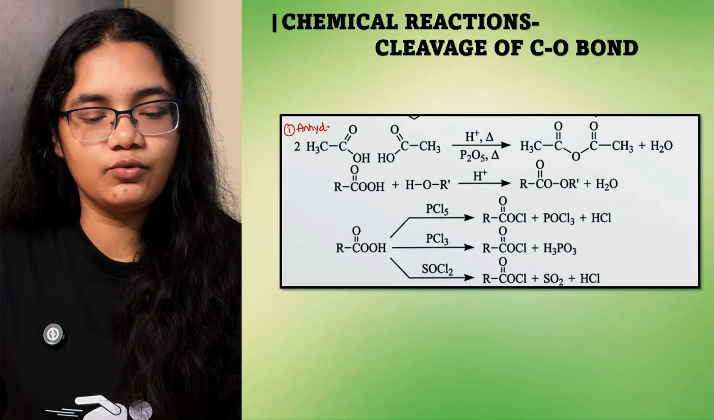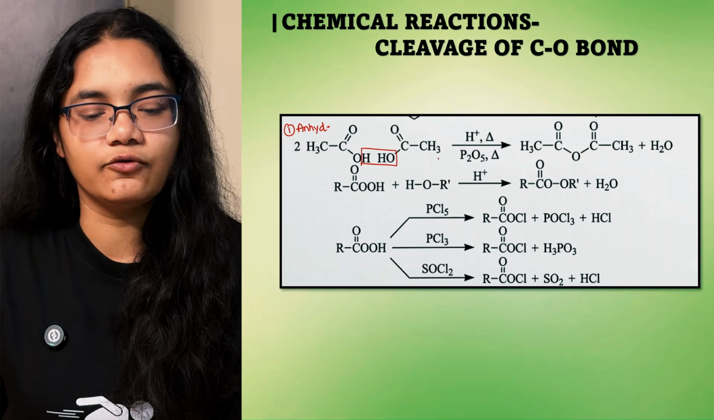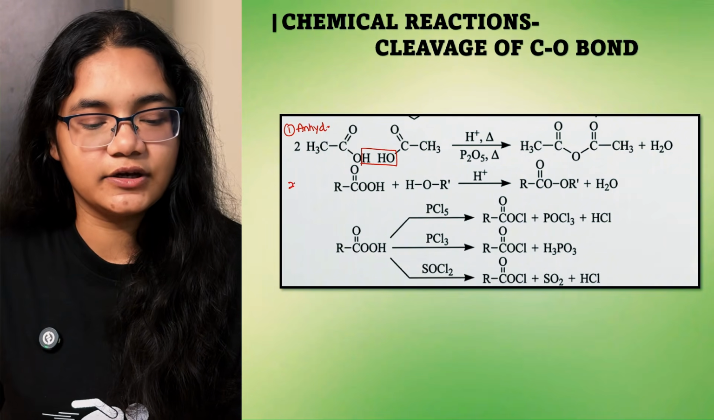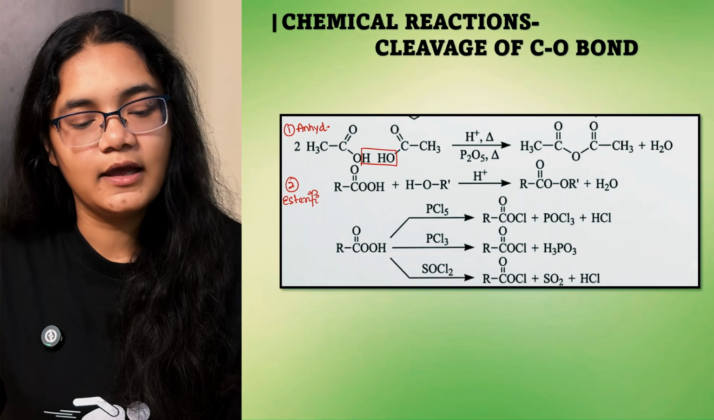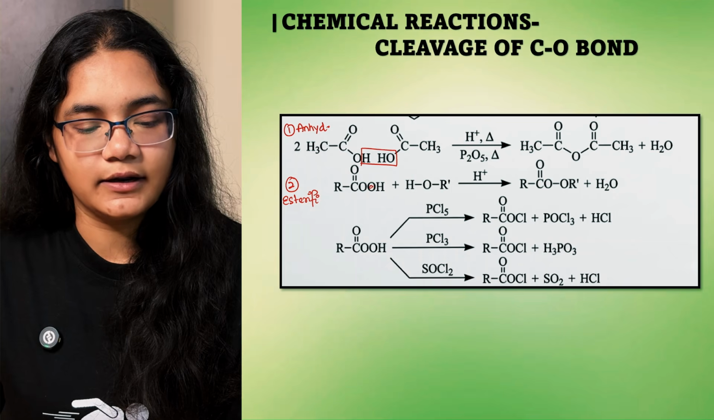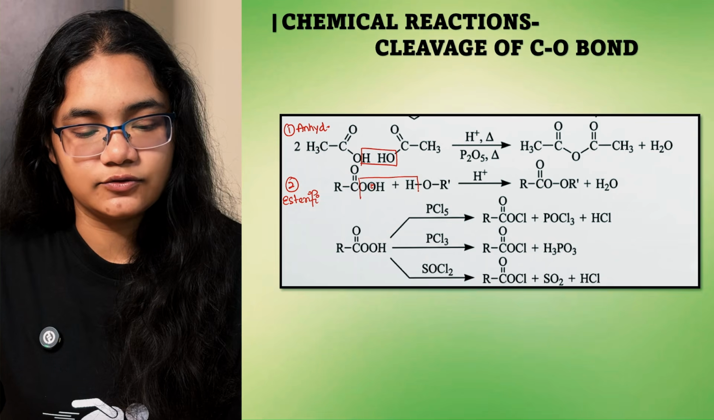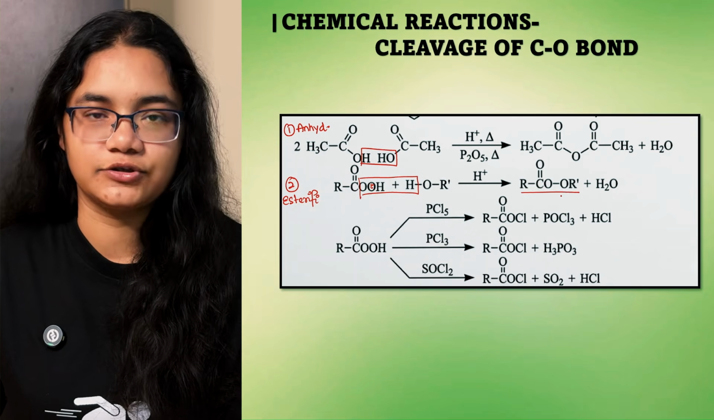Okay, so when you have two carboxylic acids reacting, what will happen is this H2O will be removed and you will get an anhydride formed here. Okay, the second reaction is the esterification reaction. Here this COOH is there, right? I'm just removing one of the OH groups, one of the O is extra, so this H2O will be removed from here, and then you will get an ester formation here.